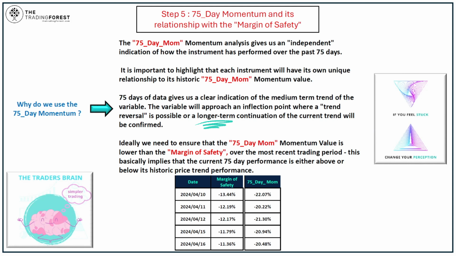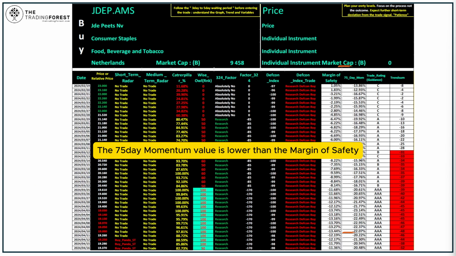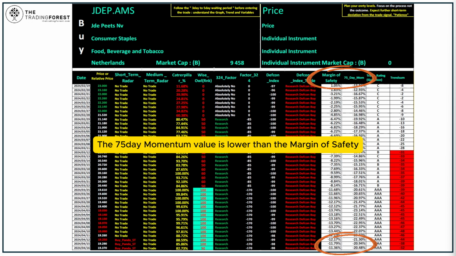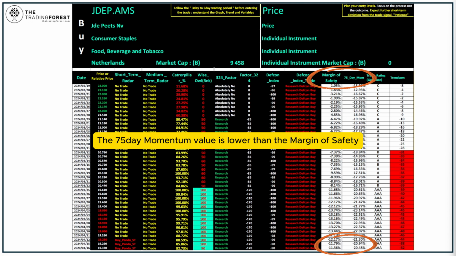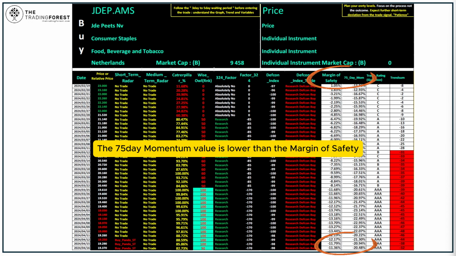The variable will approach an inflection point where a trend reversal is possible or a longer-term continuation of the current trend will be confirmed. Ideally, we need to ensure that the 75-day momentum value is lower than the margin of safety over the most recent trading period. This implies that the current 75-day performance is either above or below its historic price trend performance. The 75-day momentum values bring the trader to an inflection point, with the main point being, is the current trend going to continue, or will there be either a pause or a short-term and medium-term correction?